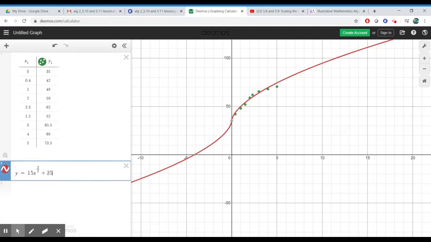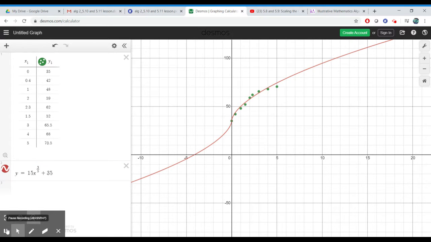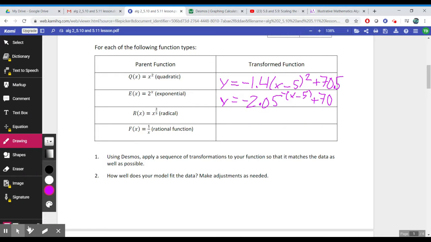Okay, but with that aside out of the way, I'm going to go back to my lesson sheet and copy down my new equation that I know works for a radical function, or a rational function, I should say. And there we have our equation, y equals 15x to the 3/5 power plus 35.